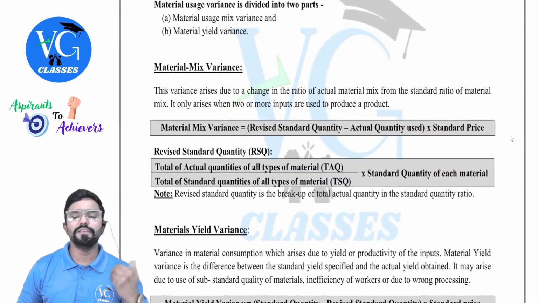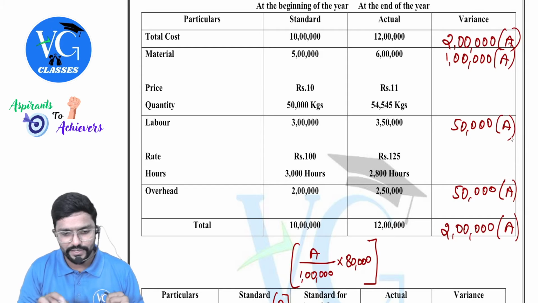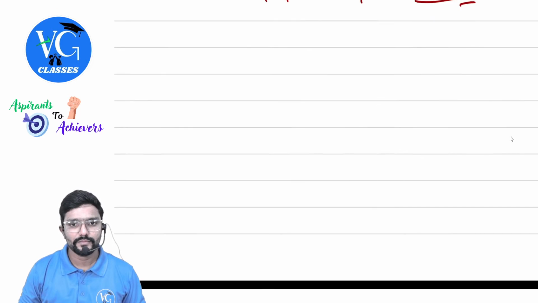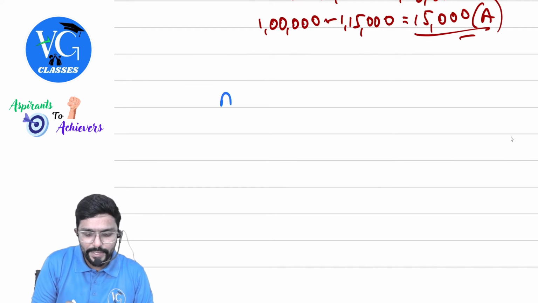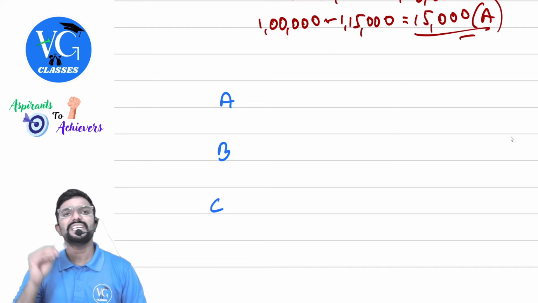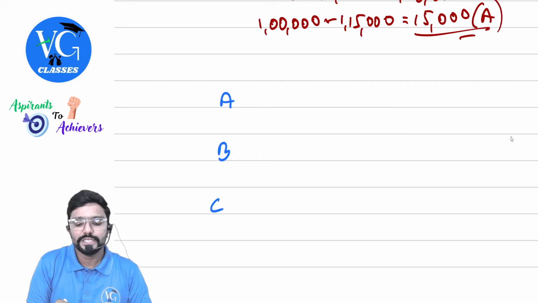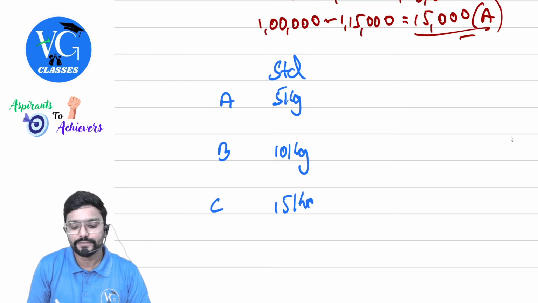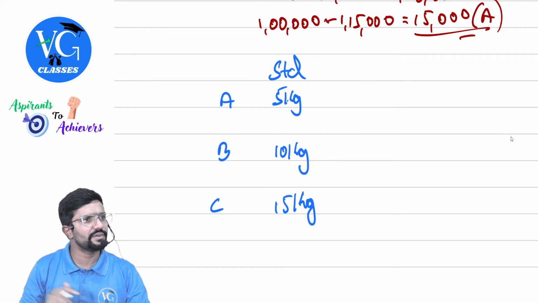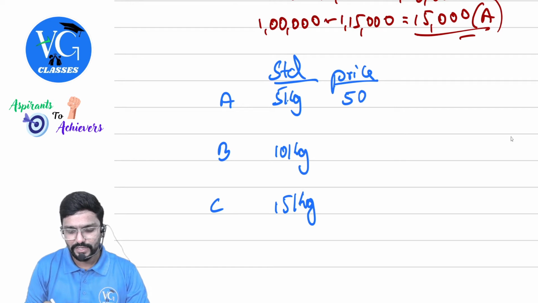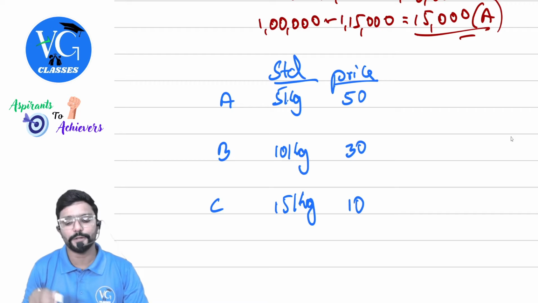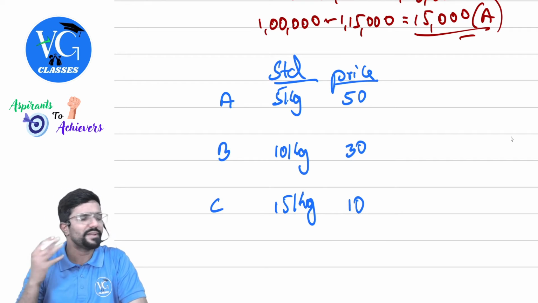Now, mix variance. When will we use mix variance? First, I will explain the concept. Assume that in production we are using three different kinds of raw material: A, B, and C. For each unit of output, the standard was to use 5 kg of A, 10 kg of B, and 15 kg of C. Price, let me take it as 50 rupees for A, 30 rupees for B, and 10 rupees for C. C being the cheapest, that is why we are using it more.